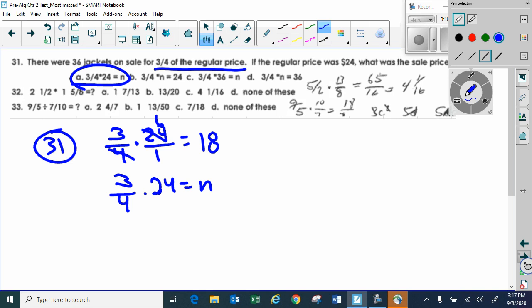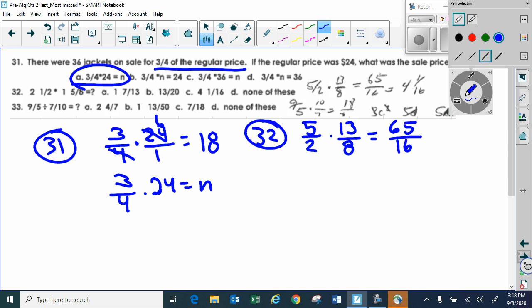Okay, 32. 2 1/2, which is 5/2, times 13/8, because we're doing 8 times 1 is 8, plus 5 is 13. Change to improper fraction. There is no cross canceling here, so we multiply straight across. 65/16. We don't see it written like that, but we can convert that to a mixed number. 65/16 is 4 1/16. And do we see 4 1/16 here? Yes, we do. C.